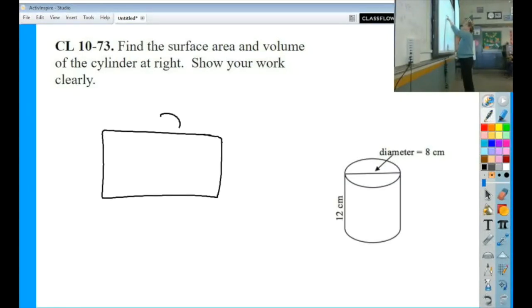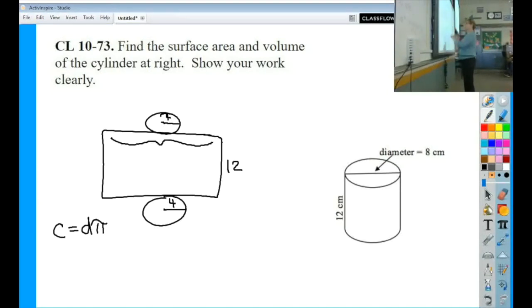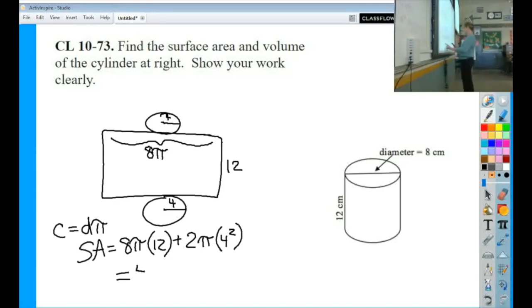To find the surface area and volume of a cylinder, we want to break this apart into a rectangle and two circles, and our circles have a radius of 4, and then the height is going to be 12, and we need to find the length of that by looking at the circumference, which is diameter times pi. So that's going to be 8 pi. And so we can say 8 pi times 12 plus we have 2 pi times 4 squared, and that'll be our surface area for a total of 402 approximately.